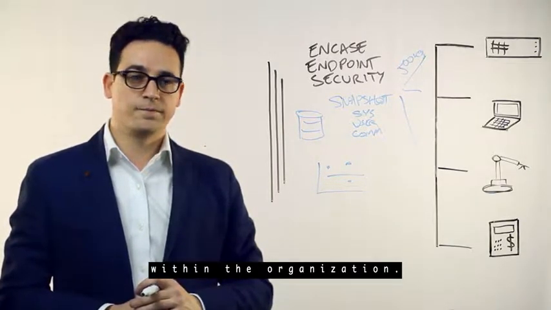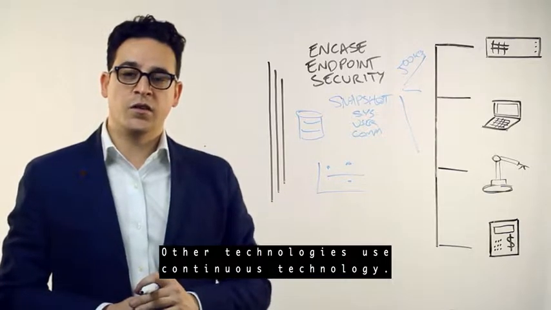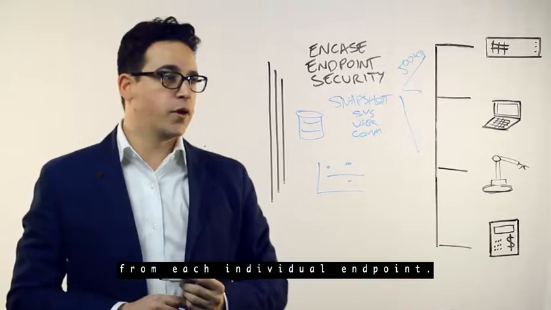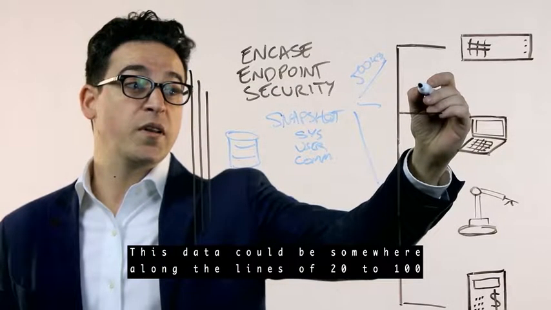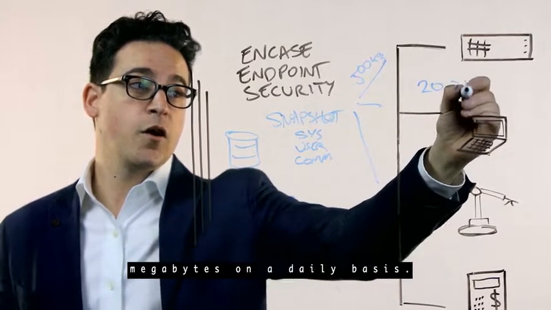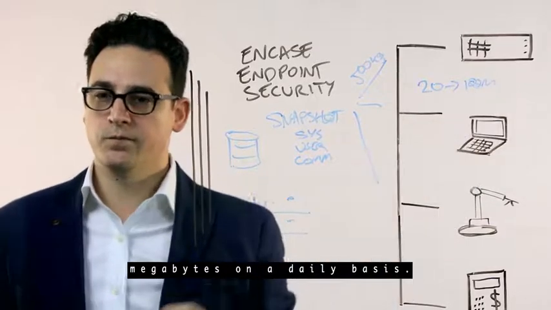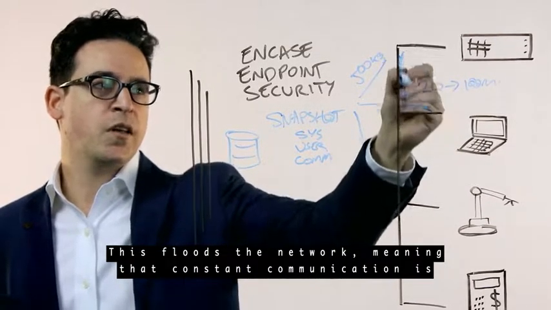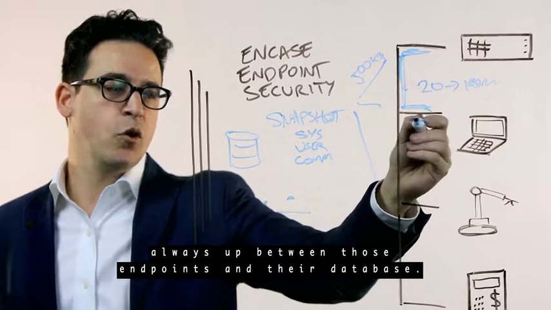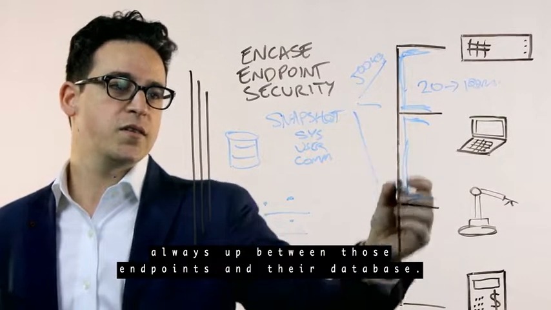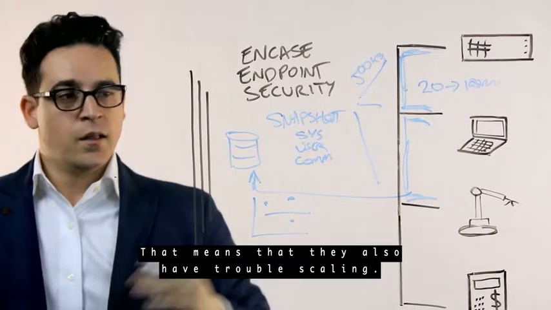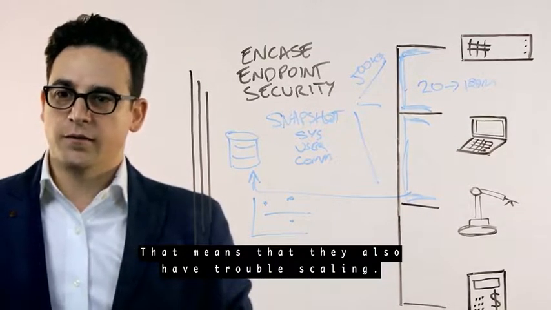Other technologies use continuous technology. They're continuously gathering data from each individual endpoint. This data could be somewhere along the lines of 20 to 100 megabytes on a daily basis. What does this do? This floods the network, meaning that constant communication is always up between those endpoints and their database. That means that they also have trouble scaling.